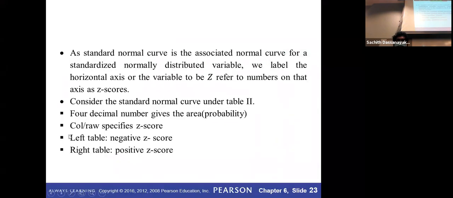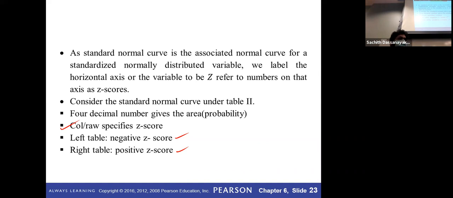Let's go back. So the column and rows specify the Z score. In the left table or right table, or first table or second table, you can find negative Z score values and positive Z score values. It doesn't matter left or right. The first table and second table have negative and positive Z scores, so please don't mix these two tables. If you need to find the probabilities based on positive Z values, always use the correct table.